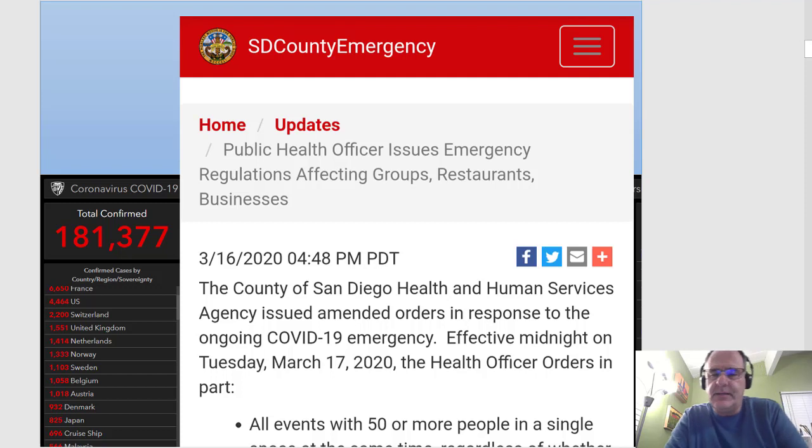Today in San Diego County, where I am right now, we got an alert from the health department that they're putting into effect a series of emergency regulations, shutting down the dine-in restaurants, limiting events to less than 50 people. All of the schools have closed. These are all measures to try to decrease the speed at which this is sweeping through the world.